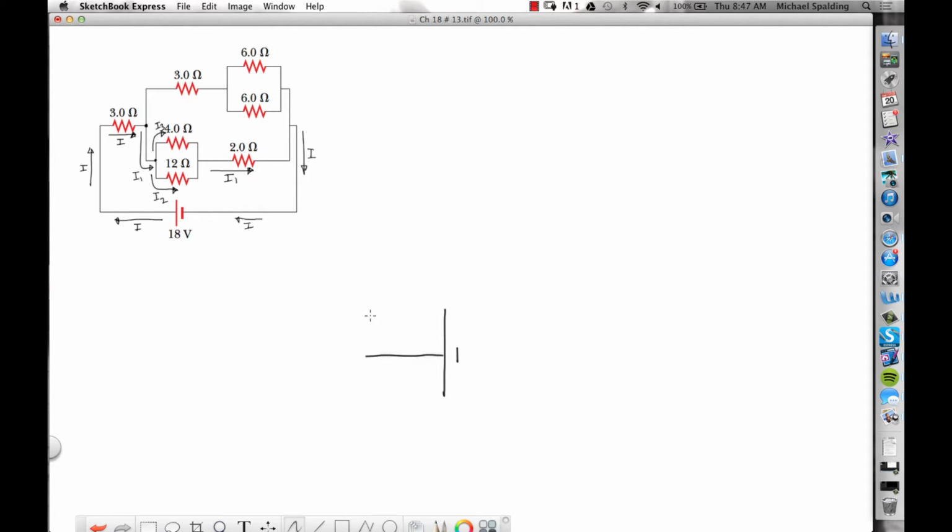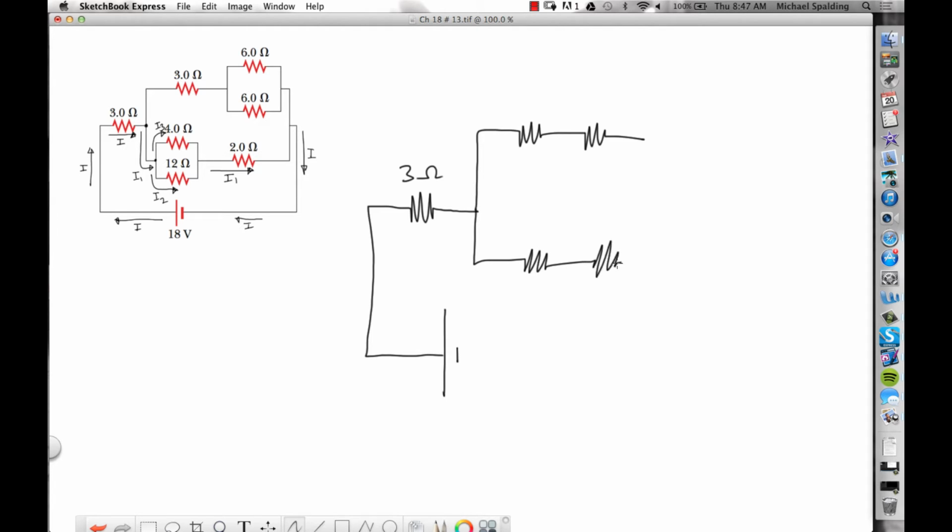So we got the 3 ohm, and then it goes up like this. Like that. Like that. So here's our 3 right here. Okay, a 6 and a 6 in parallel, that simplifies to a 3. And then a 4 and a 12 in parallel, that simplifies to a 3 as well. And then this guy right here is 2. Okay.